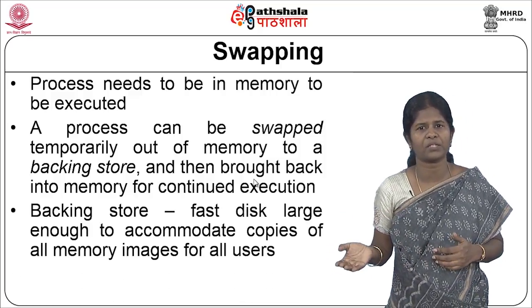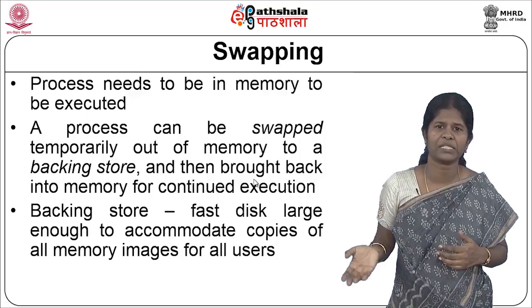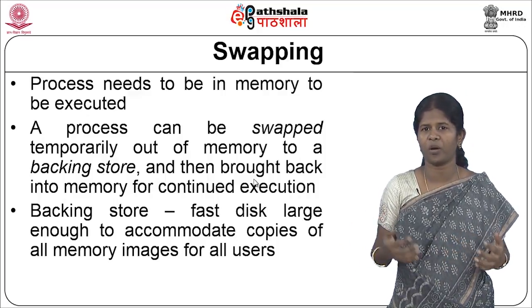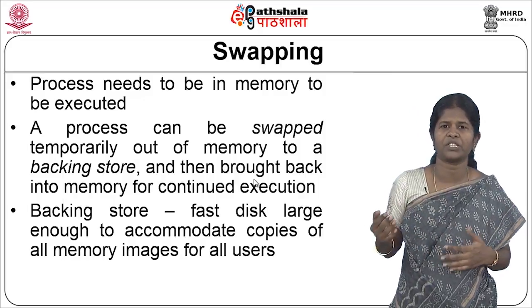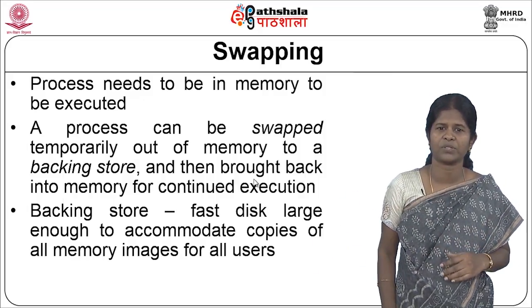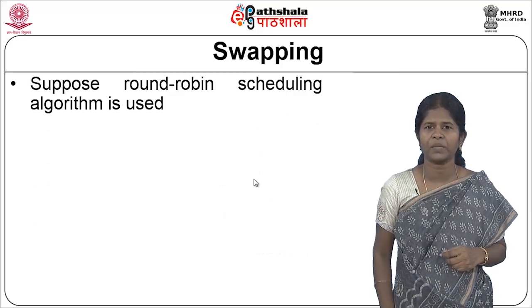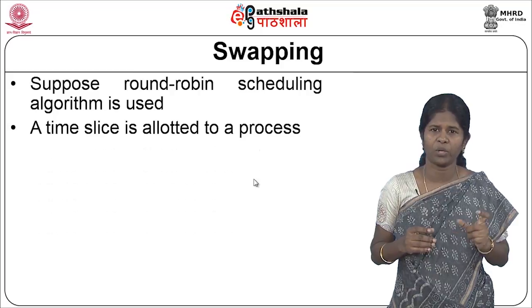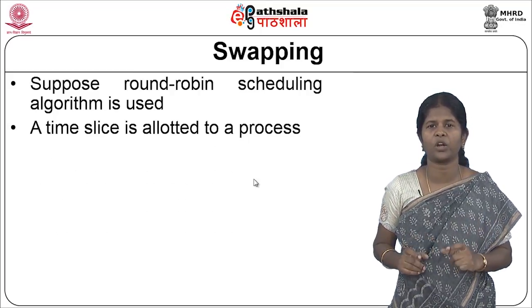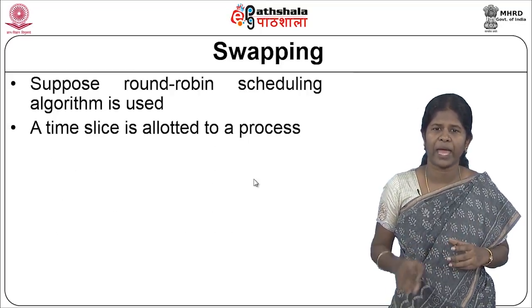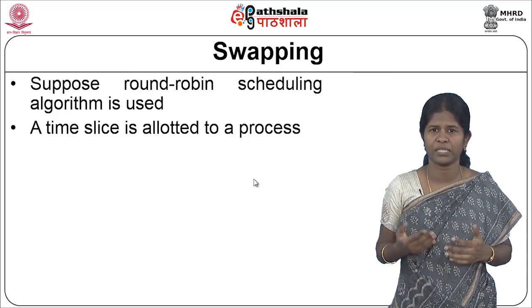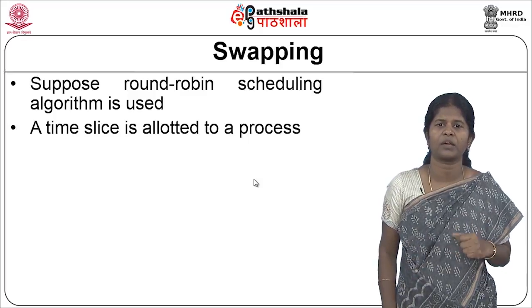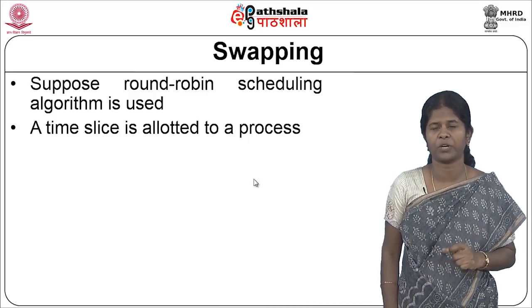So what is this backing store? Backing store is nothing but a fast disk which is very large and large enough to accommodate all the memory images of processes of all the users. Suppose you are using a round robin scheduling algorithm. You know that a time slice is allotted to each process. So there can be many active processes, and only some amount of time will be given to a particular process.